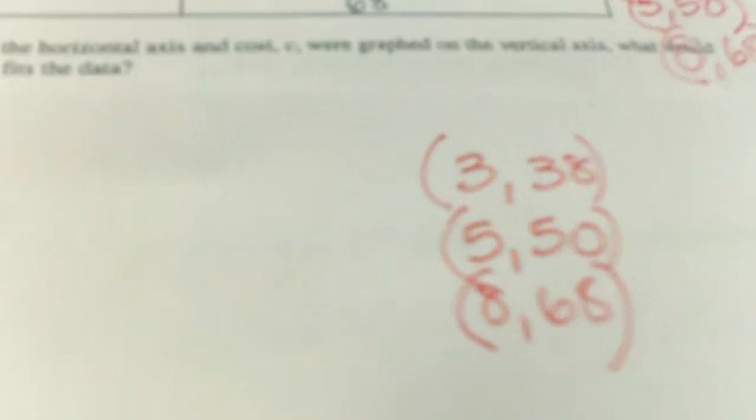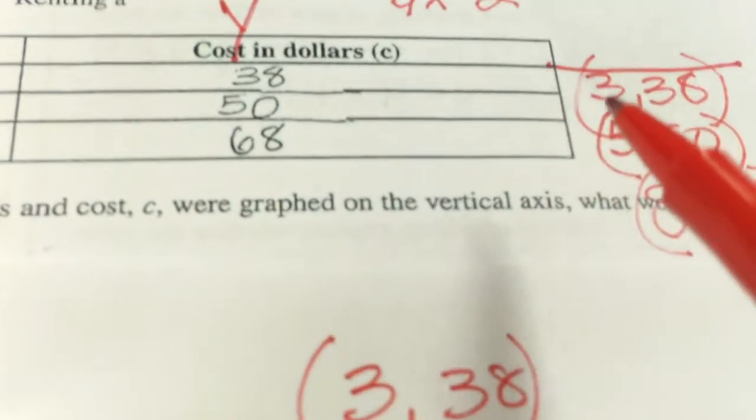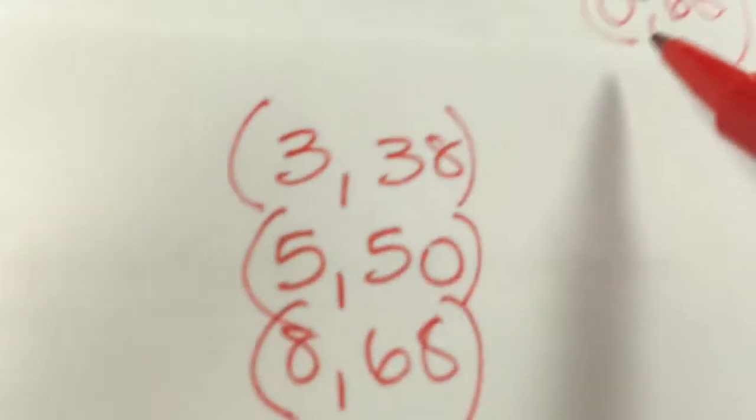Okay, this is part 3 of our 7.0 study guide, and we were in the middle of doing this problem. These are our X values, hours rented. These are our Y values, total cost. So I rewrote this so we could read it. We have 3 ordered pairs: (3, 38), (5, 50), and (8, 68).